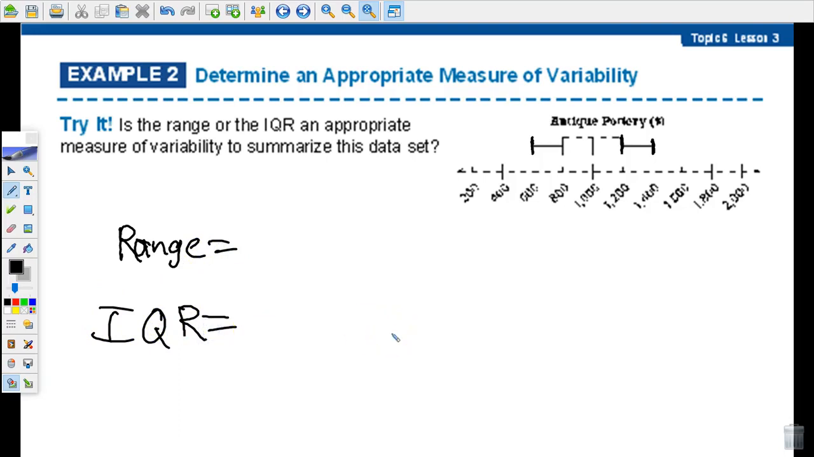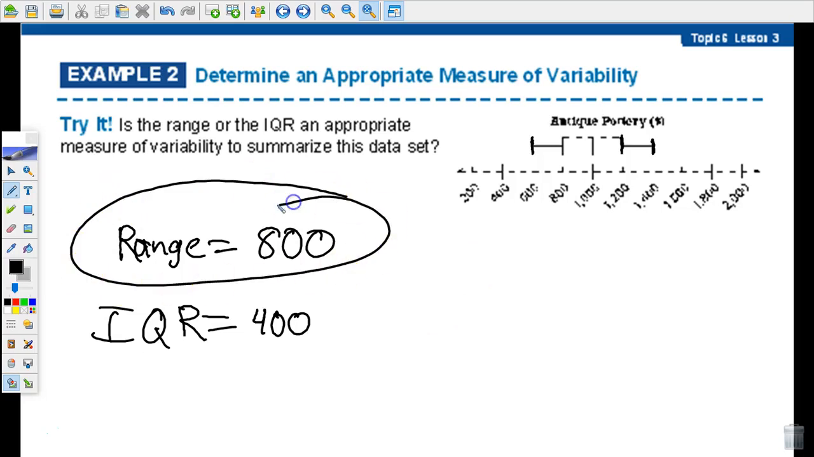All right. Okay, now that you've had some time to think after you paused it, what is the range? Well, the range is the greatest value minus the least value. So that would be 1400 minus 600, and that would be 800. The range is 800. The IQR would be 1200 minus 800, and that would be 400. So what do you guys think is best? You're right, the range would be best.